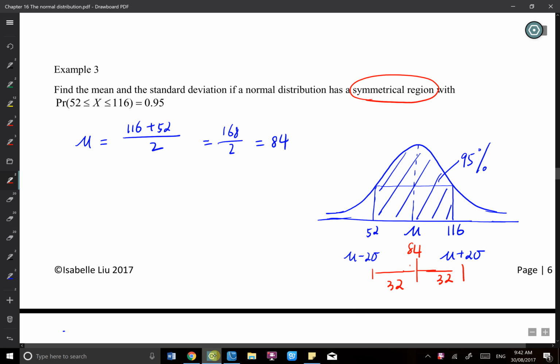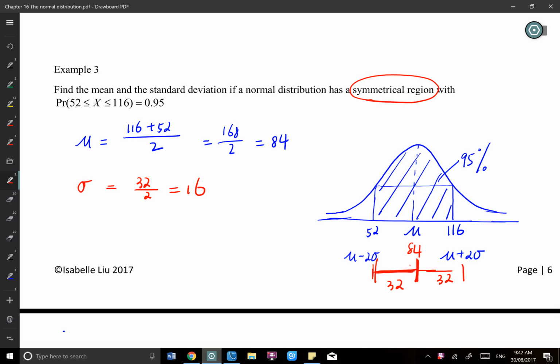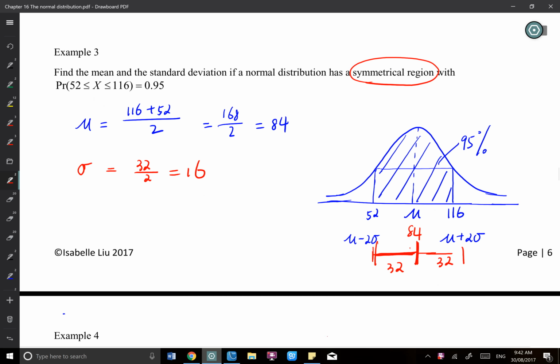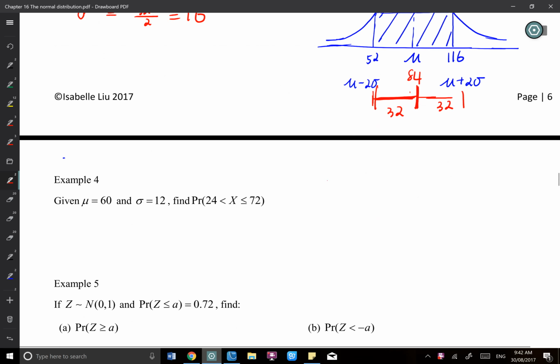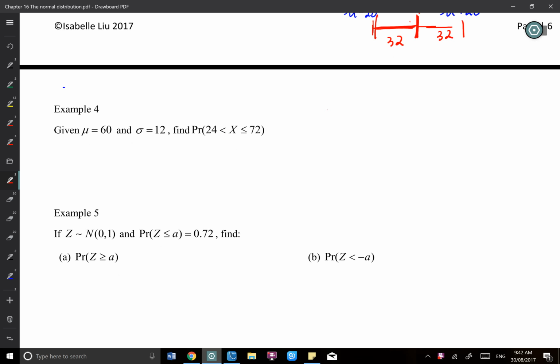So standard deviation must be 32 divided by 2, which is 16, because that's within 2 standard deviation. 32 is mu subtract 2 standard deviation. So 2 standard deviation gives you 32, and one of that is 16. So standard deviation is 16, and the mu is actually 84. That's example 3. Now let's have a look at example 4.